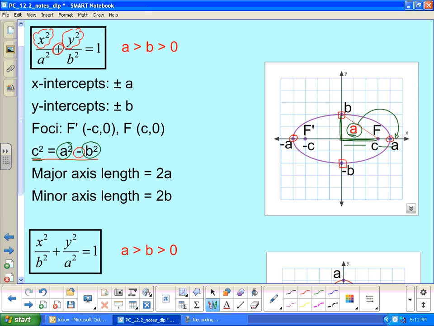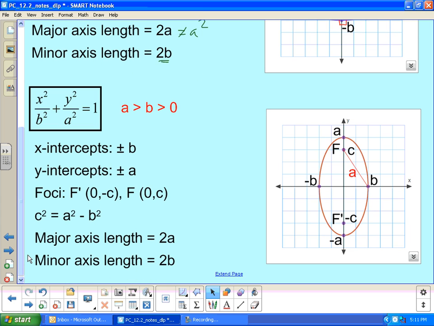Okay, the major axis length. So here's what we have to be careful of. In my equation, I have A squared. That is not the same thing as the major axis length. So the major axis length is twice whatever my A value is, and my minor axis length is twice whatever my B value is. So be careful with that. These equations have A squareds and B squareds in the denominator. All right, that's what my ellipse would look like, centered on the origin with the major axis in the X direction. Here's what it looks like going the other way.